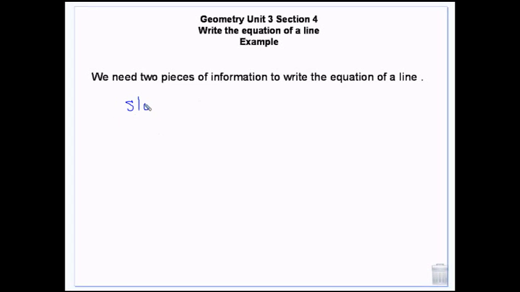We need the slope, and we need the y-intercept. Okay, because we need to fill in a number here and a number here. That B is really awful. I'm going to rewrite that B. Okay, so we have to have the slope and we have to have the y-intercept. You need both.